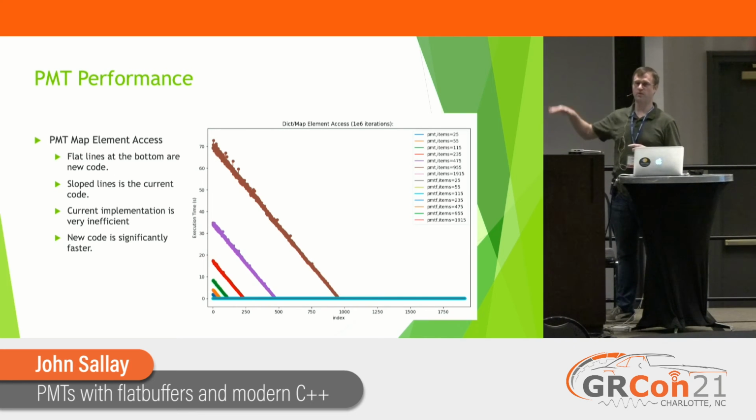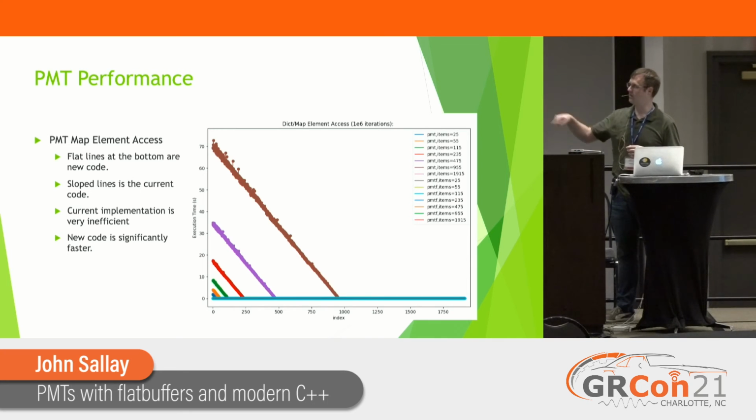I guess I should mention on this one and the previous one, the y-axis is time, so smaller is better. So this graph looks weird. I'm going to explain it a little bit. The flat lines at the bottom are the new code, and the sloped lines are the current code, and we're looking at element access within a map.